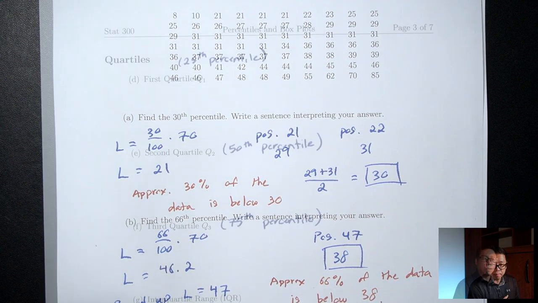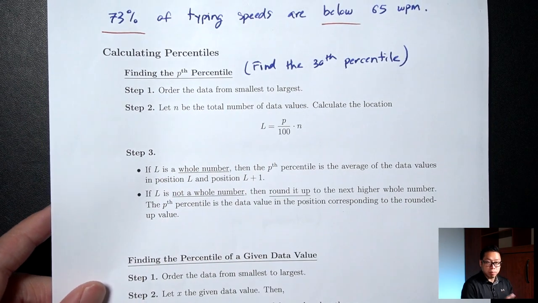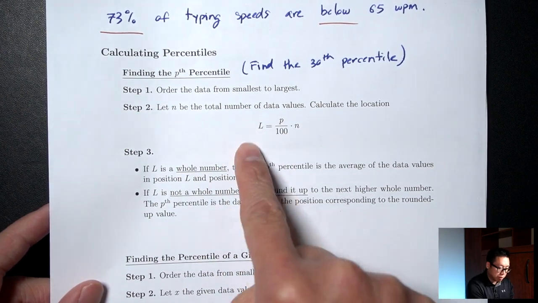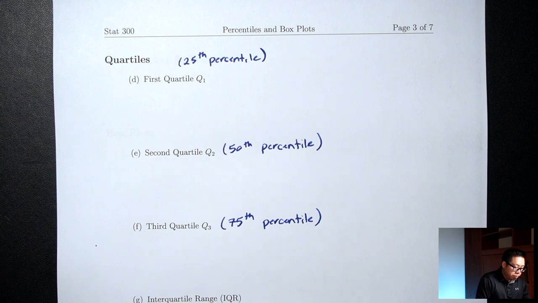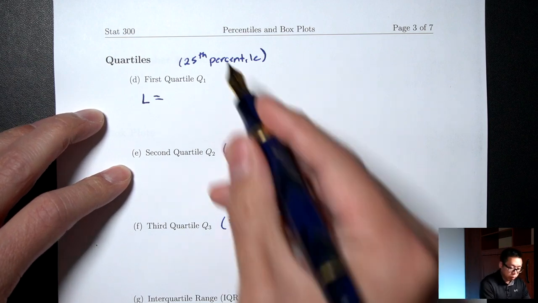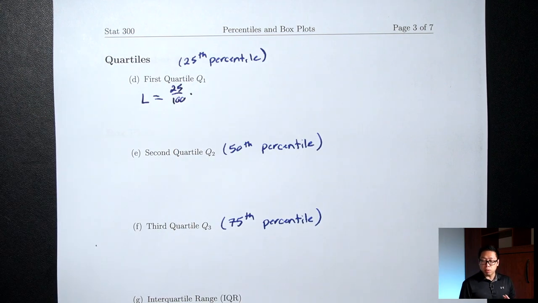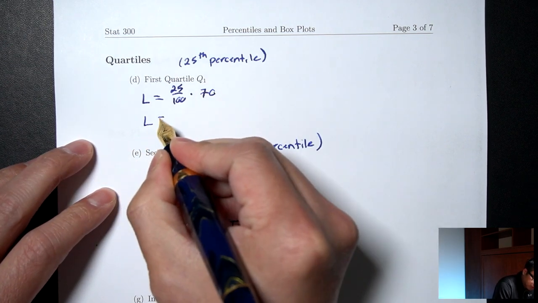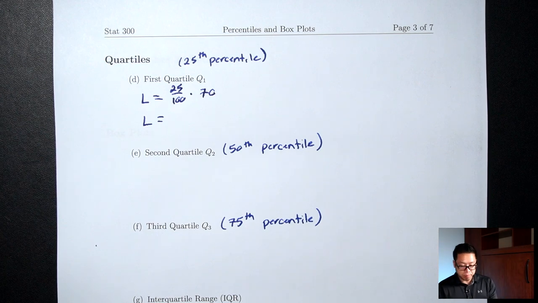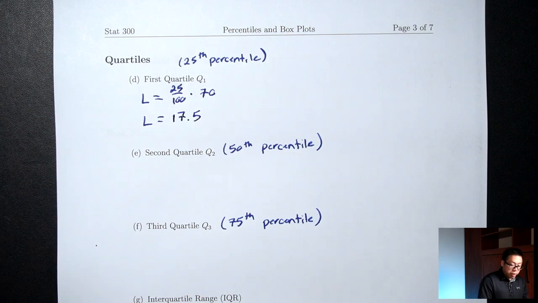So let's find these. To find the 25th percentile, we're going to use the first set of directions. Step one, order the data from smallest to largest. That's done. Step two, calculate L, which, by the way, stands for the location. L equals P over 100 times N, where P is the percentile we're looking for. So we're looking for the 25th percentile, so 25 over 100, times N, the number of data values. We're talking about the same data set, and we said that there are 70 of them. So 25 over 100 times 70. We're not done, because that was just step two.